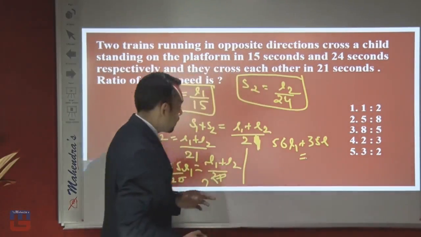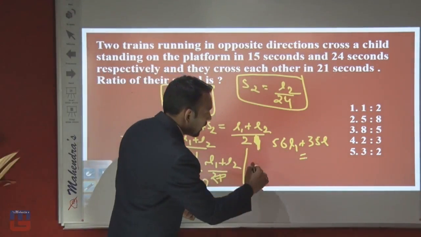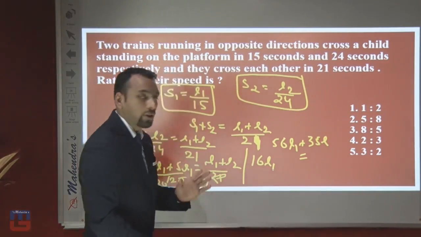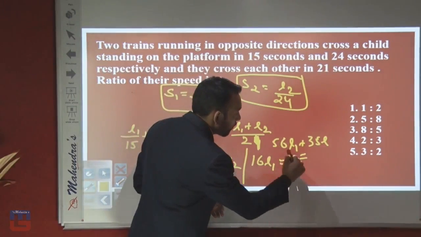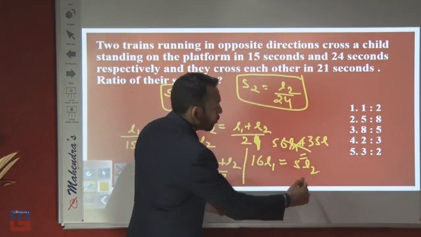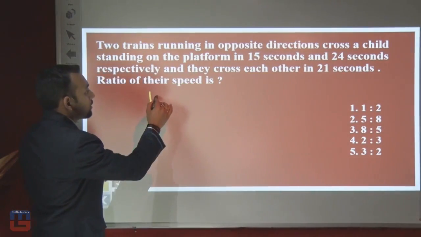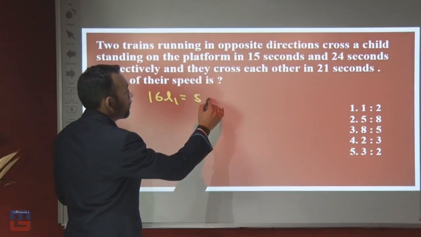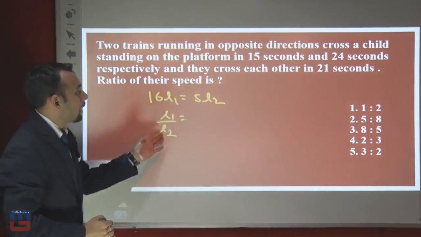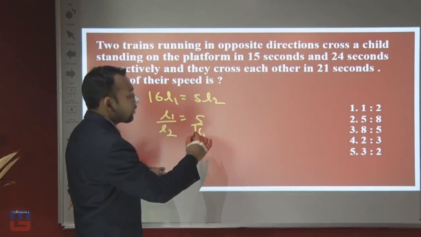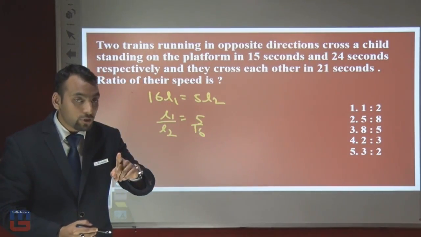L2 is equal to, you can see this 35, so directly I am writing 35 minus 16, you will get here 16 L1. Alright, and this is 40 minus 35, which means 5 L2. So we have 16 L1 is equal to 5 L2. So L1 by L2 will be 5 by 16, or we can say that L1 ratio L2 is 5 ratio 16, and we have to find the ratio of their speeds.